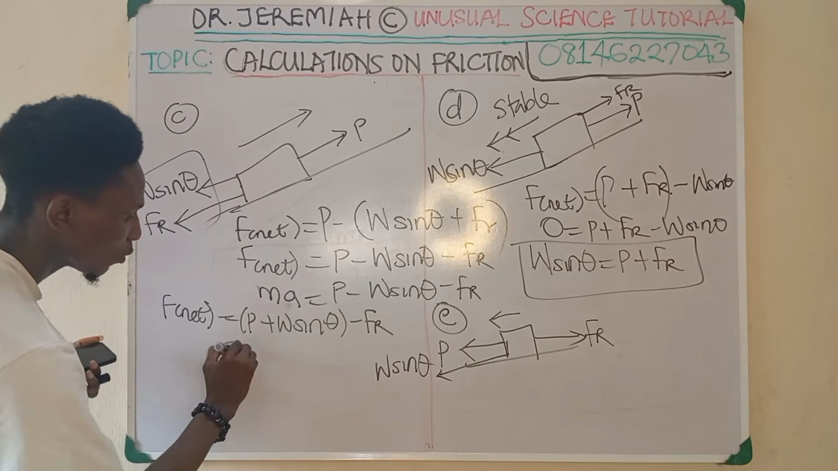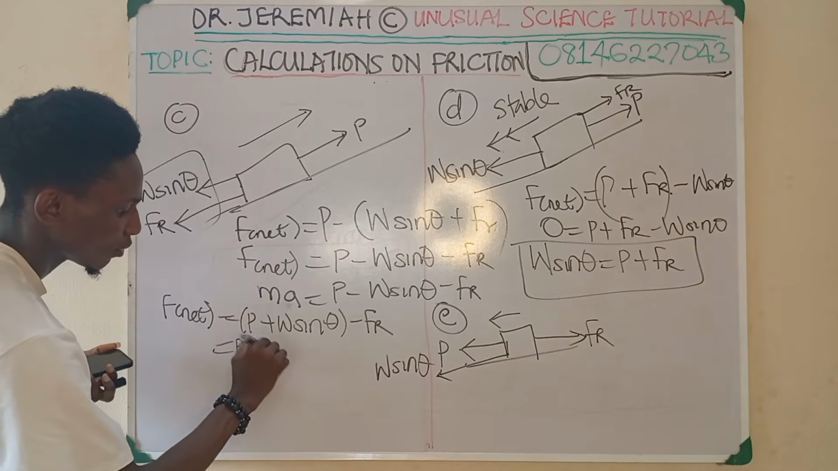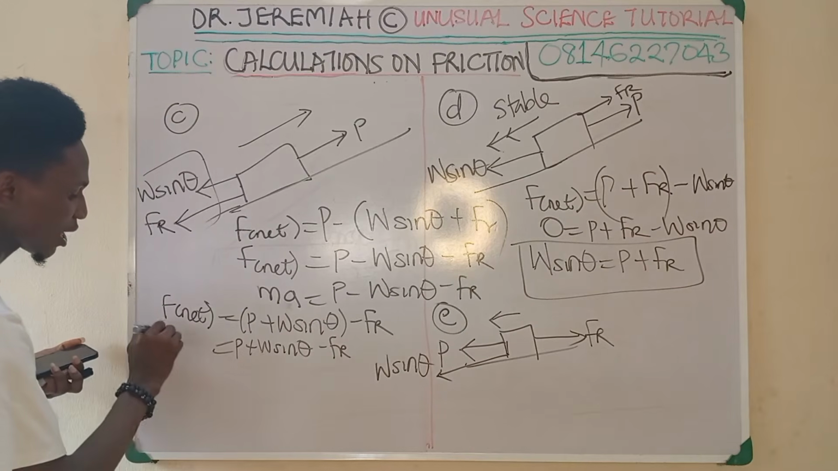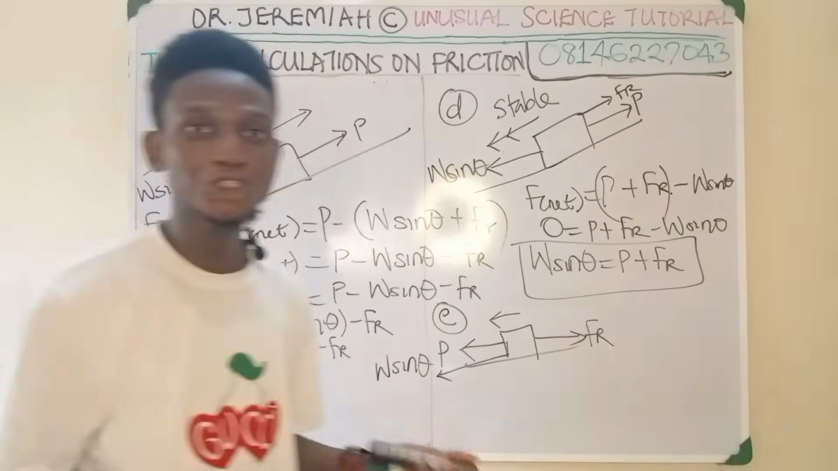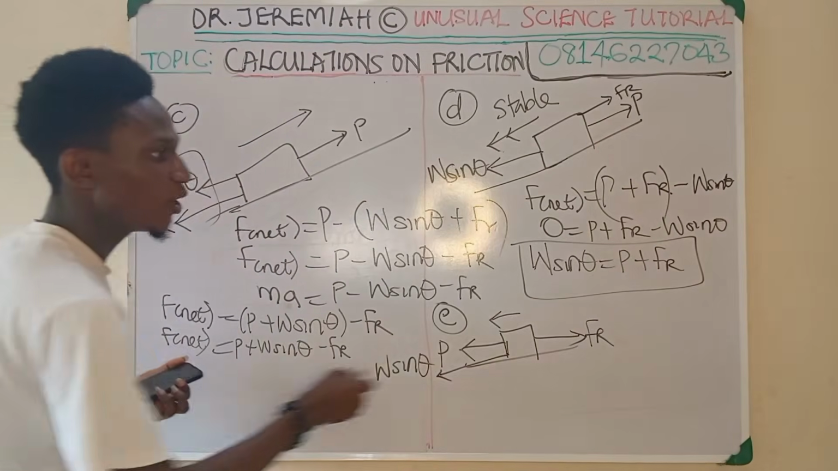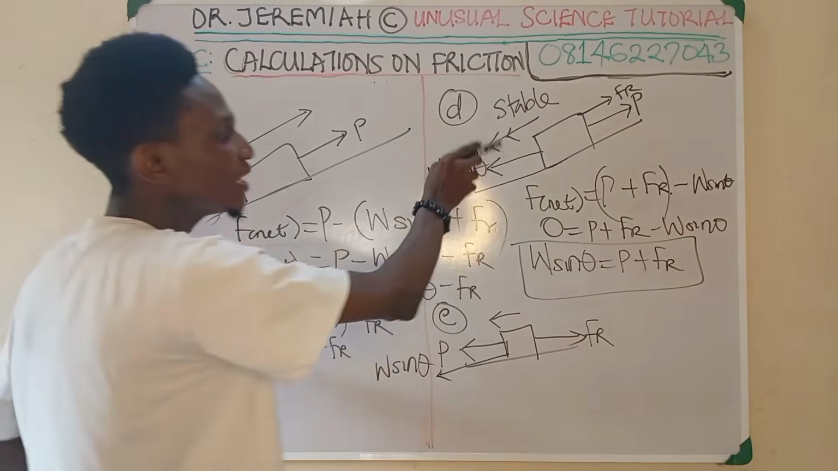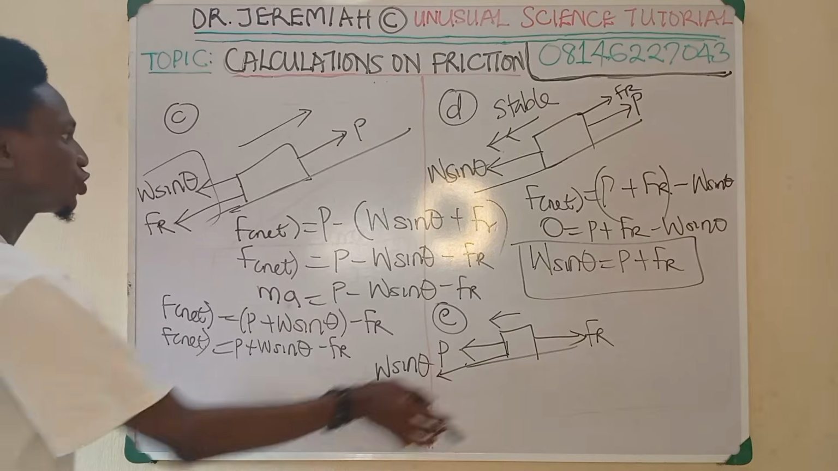So from there we have P plus W sine theta minus frictional force equals F net. So this is the magnitude of net force. The body is not stationary, so net force is not 0, unlike this guy. That's why I didn't clean it. I wanted to show you something. This guy, the body is pulled to become stationary, but this guy, the body is pulled downwards, so it's not stationary.